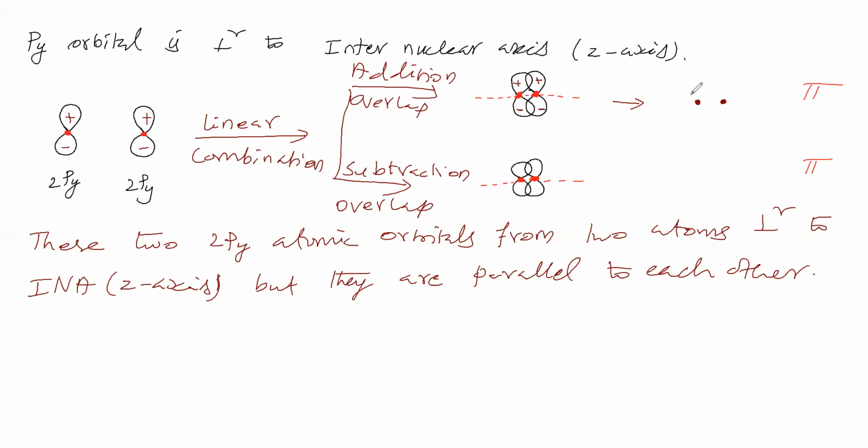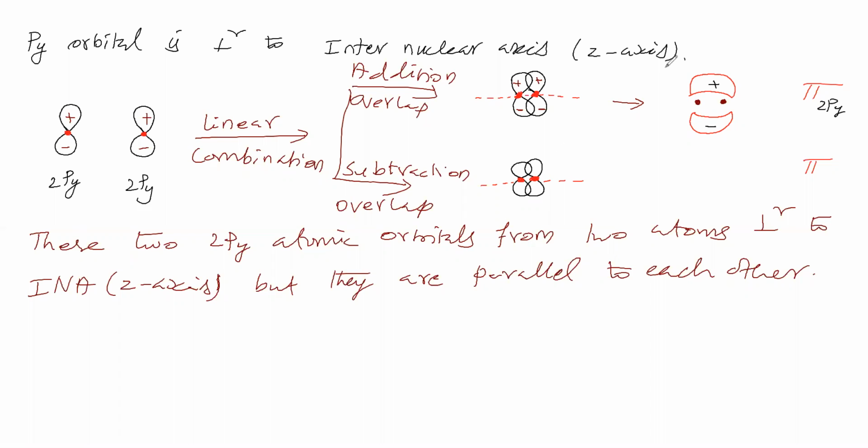Now see the overlap results: the above overlap is like this, and the below overlap is like this. The above lobe has a positive sign, and the below lobe has a negative sign. This is called a pi molecular orbital. Addition overlap means bonding molecular orbital. Since it is obtained from 2py atomic orbitals, it is called the pi 2py molecular orbital.